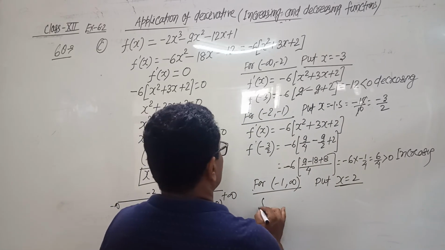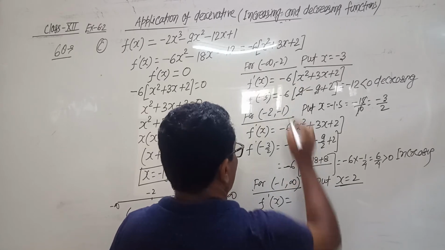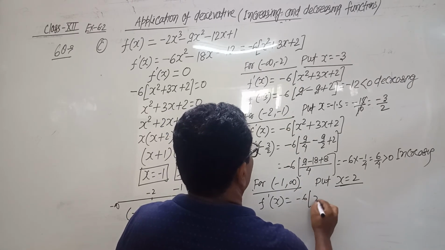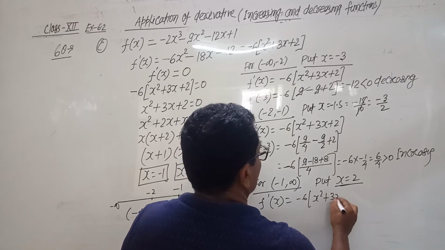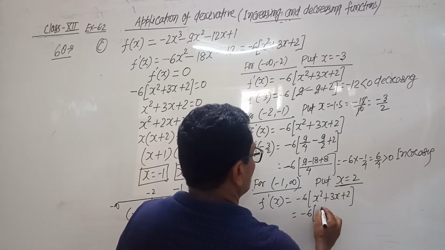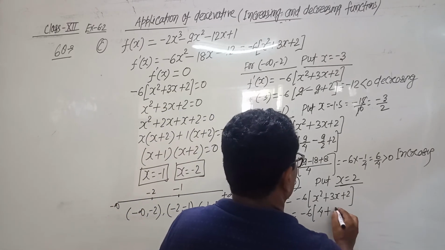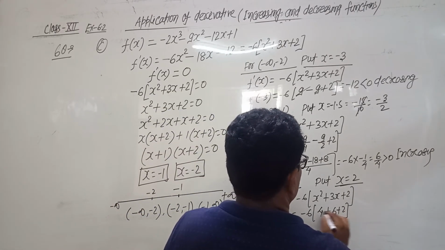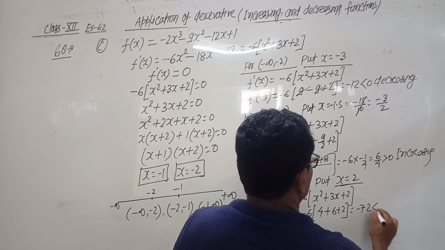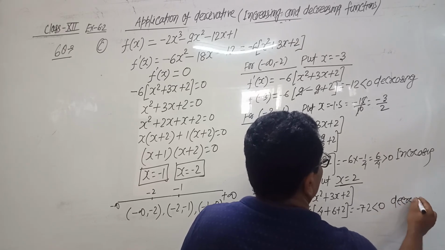So f dash x equals to the original form, minus 6 x square plus 3x plus 2. The value of x is taken 2, 2 square 4, 3 into 2 is 6, plus 2. So it gives minus 72, which is less than 0. It means the function is decreasing.